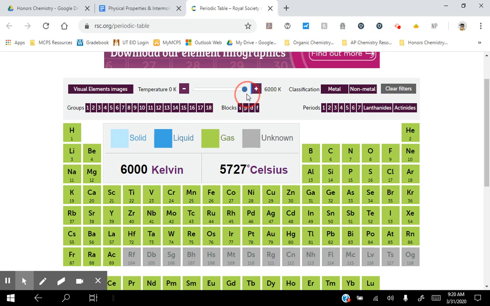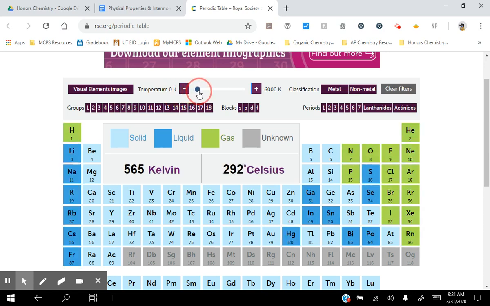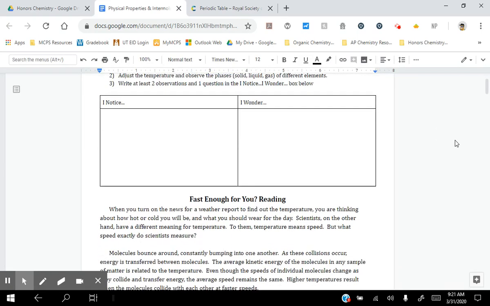So at higher temperatures, things tend to exist as gases. At lower temperatures, things tend to exist as solids. So when we're at 0 Kelvin, just about everything exists as a solid. As I increase those temperatures, we start to transition and we see this boundary between solid, liquid, and gas. These phase changes are really important.